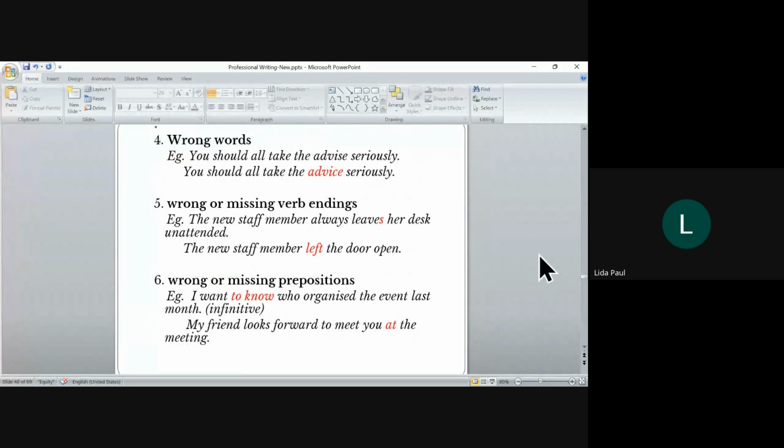Wrong words, use of wrong words, mostly because they have separate spellings, and with separate spellings, they have separate meanings as well. So you should all take the advice seriously. Here, what's the problem? The spelling had to be ADVICE because we are using advice here as a noun, right? So the noun and verb spelling differences are sometimes not observed in people's writing. Although I think now in American writing, people have normalized that. But I do not know if the standard conventions have accepted that, or is it just a social media thing that is going on.